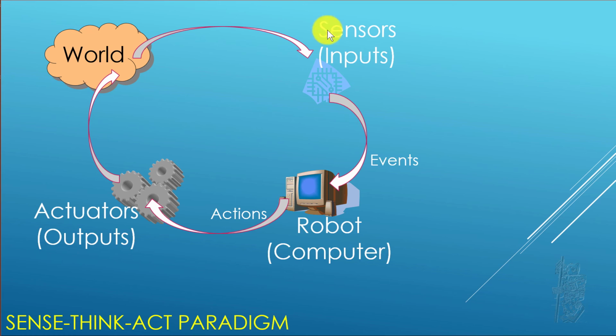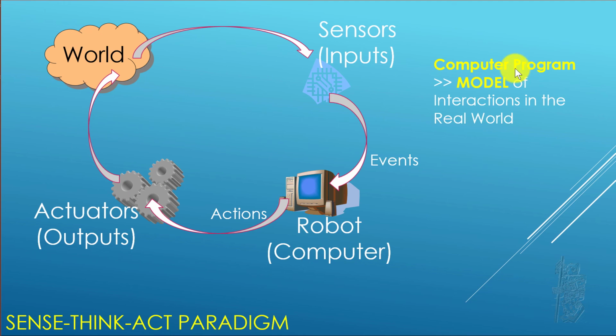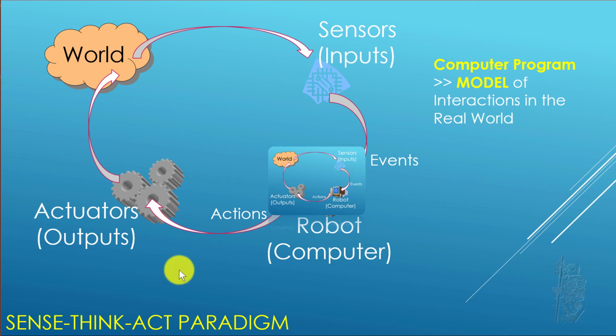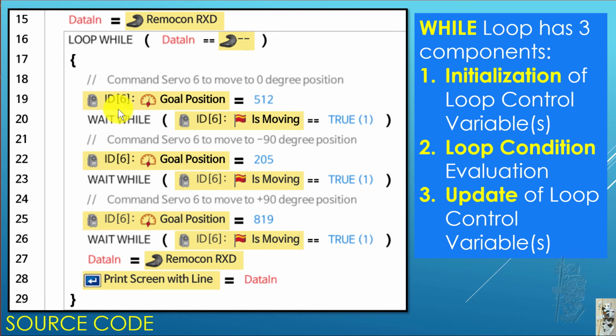So you remember the good old sense-act paradigm. We have a loop going from the world to the sensor to the robot to the actuator and back. As a computer program is really just a model of these interactions in the real world, we expect to see some kind of looping inside all our example code for robots. In this example, we show how to use a while loop.